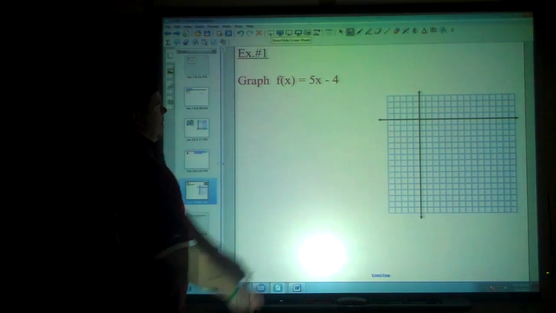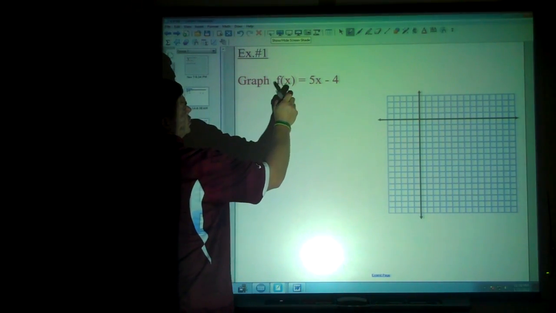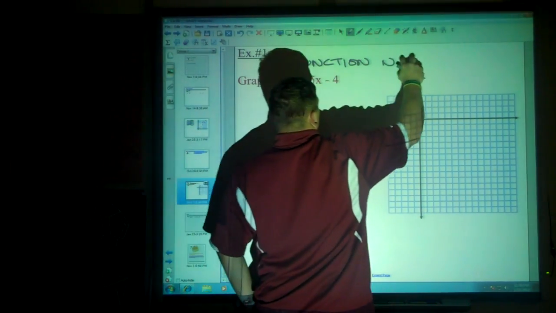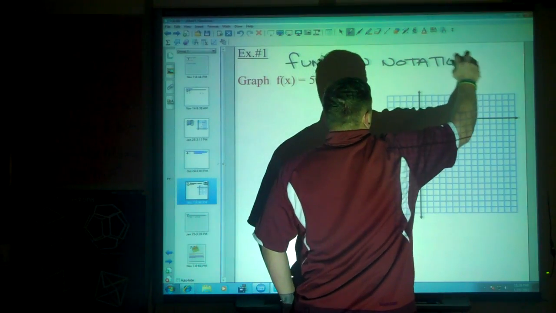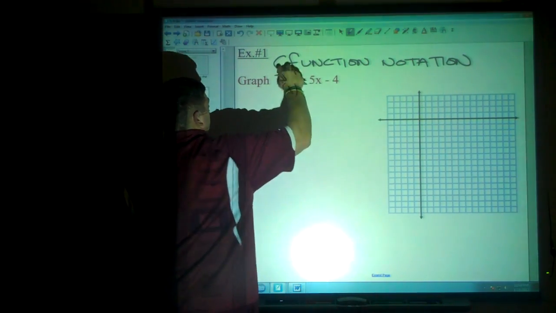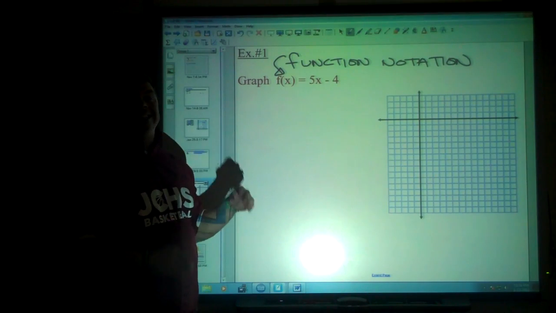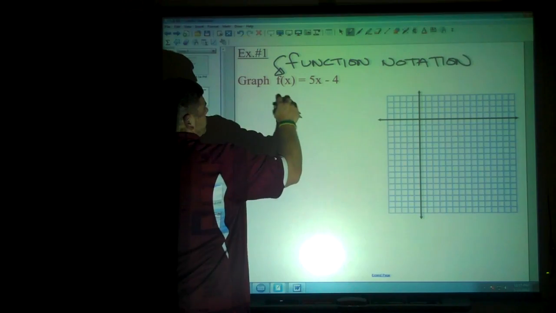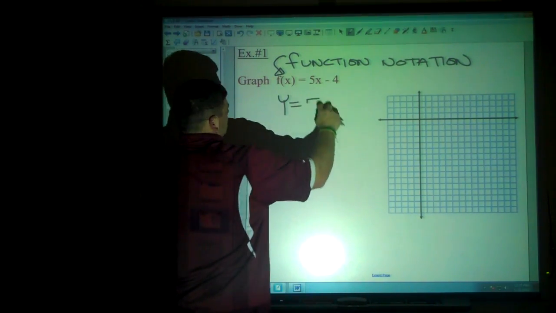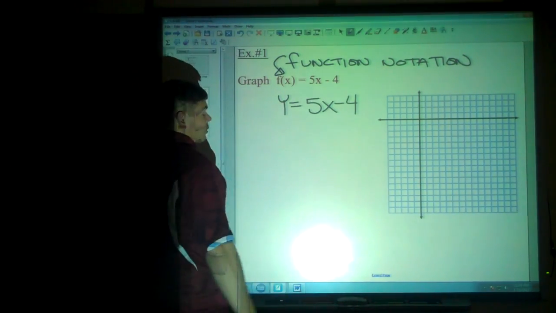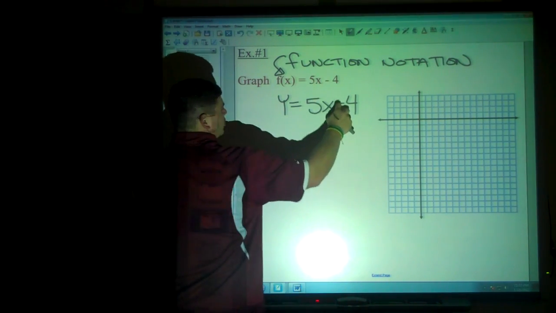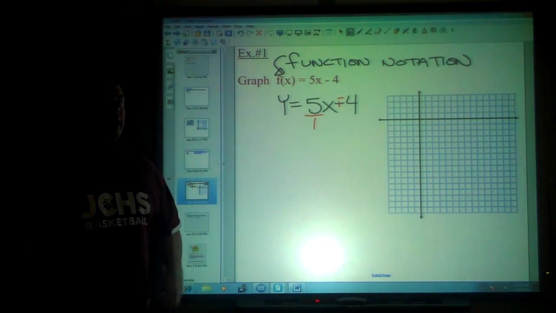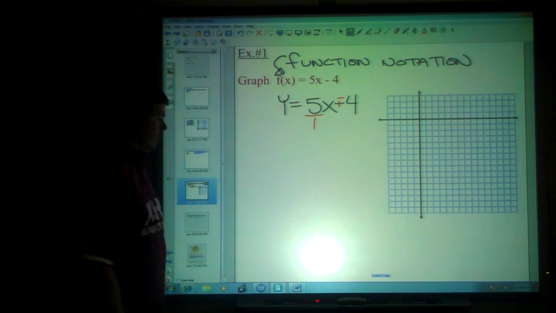We know from last time that this is called function notation. Function notation is the f of x, this right here. F of x is exactly the same as y. So I can replace that f of x with the letter y and say y equals 5x minus 4. You can change that to plus negative, and if you want, you can give your slope as rise over run. And now you've got plenty of information to make your graph.